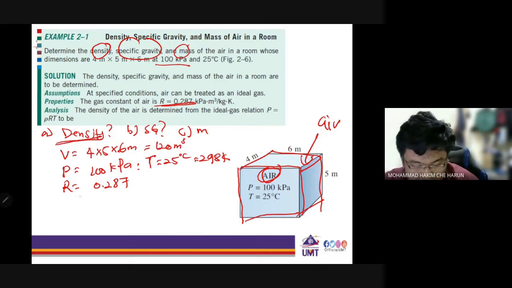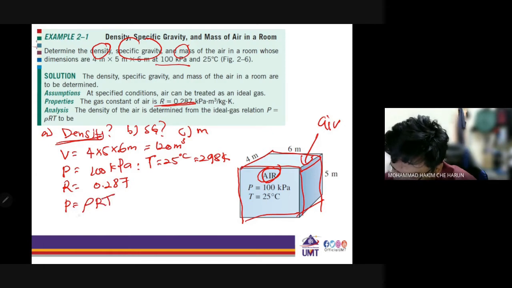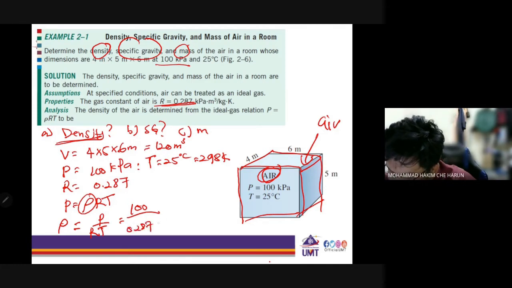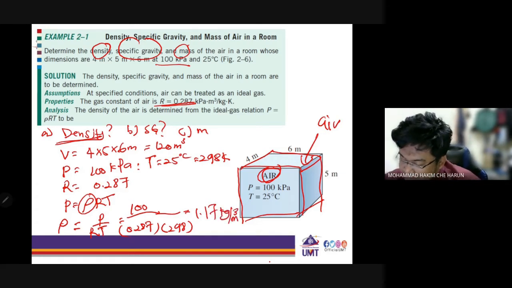First of all, the first equation is given to find the density. The formula is P equal to rho R T. We want to know rho here, so you rearrange the equation: rho equal to P over R T. So P is 100 divided by R, 0.287, times 298, equal to 1.17 kilogram per meter cube. Okay, that is the first one.